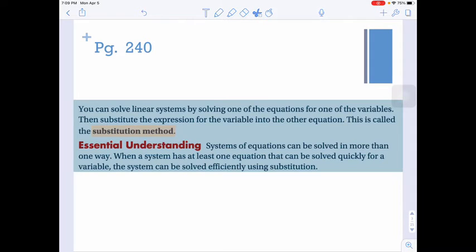Systems of equations can be solved in more than one way. When a system has at least one equation that can be solved quickly for a variable, the system can be solved efficiently using substitution.